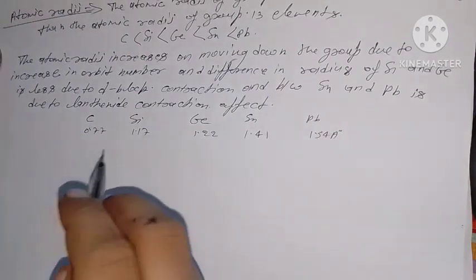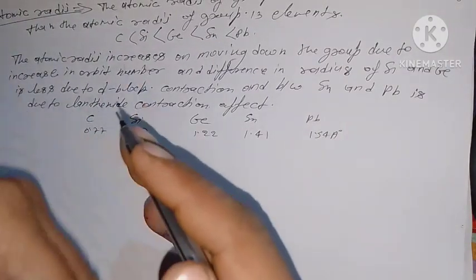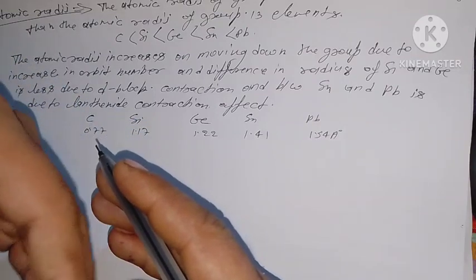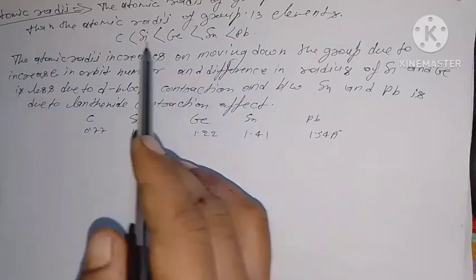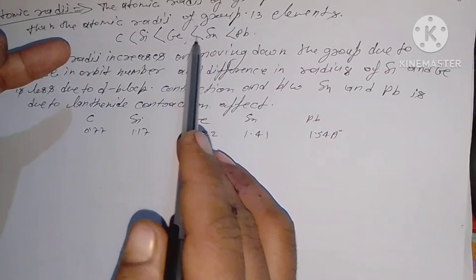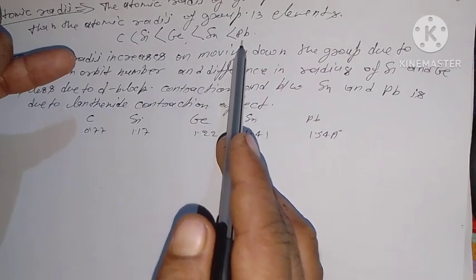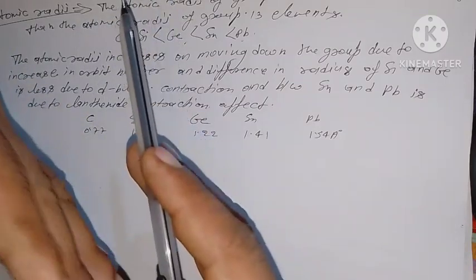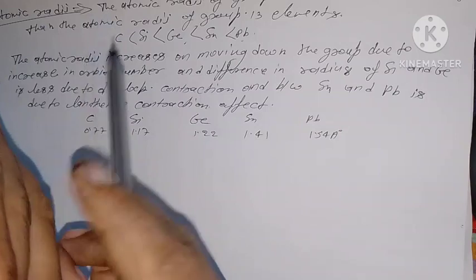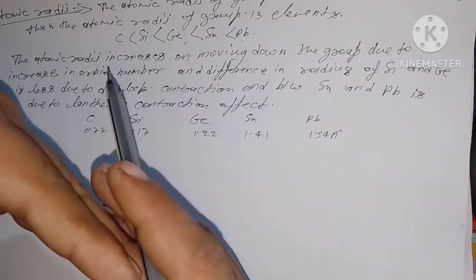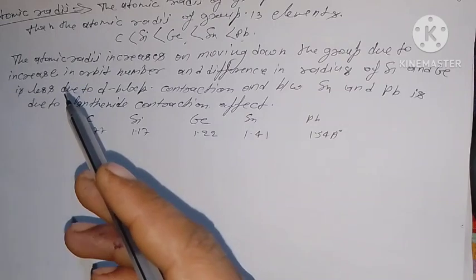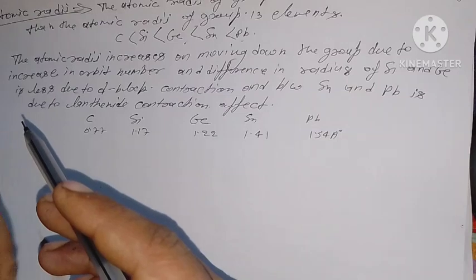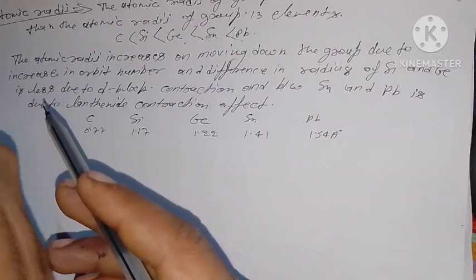Okay, atomic radii. The atomic radii of group 14 elements are smaller than atomic radii of group 13 elements. The order of atomic radii is carbon is less than silicon, is less than germanium, is less than tin, is less than lead. The atomic radius increases on moving down the group due to increased orbit number. The difference in radius of silicon and germanium is less due to d-block contraction, and between tin and lead is due to lanthanide contraction effect.